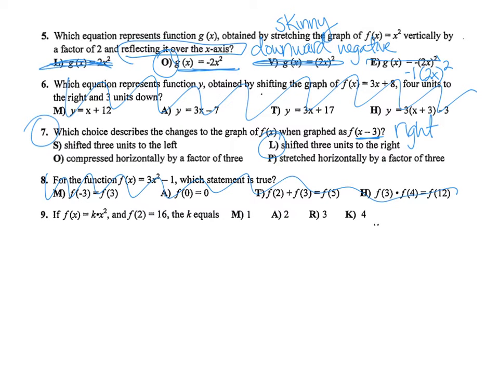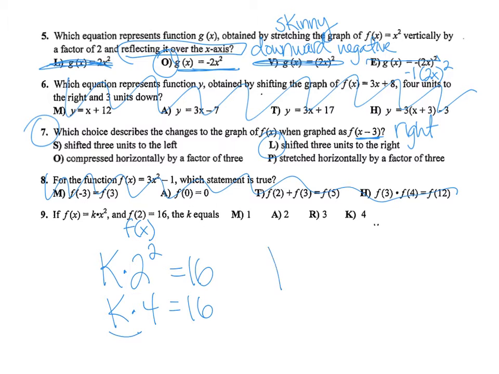On number 9, what this means is that f of x, so for x you're going to plug in a 2. K times 2 squared will have to equal 16. So k times 4 equals 16. What times 4 equals 16? What's k going to be? k is going to be 4. And K is the answer. Good job.